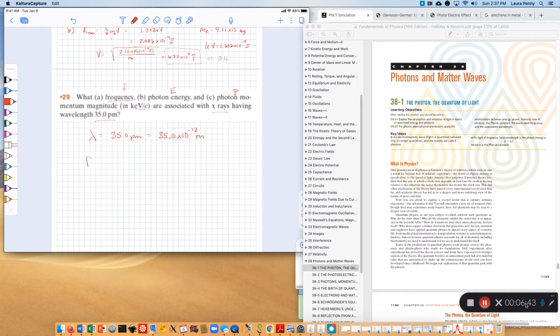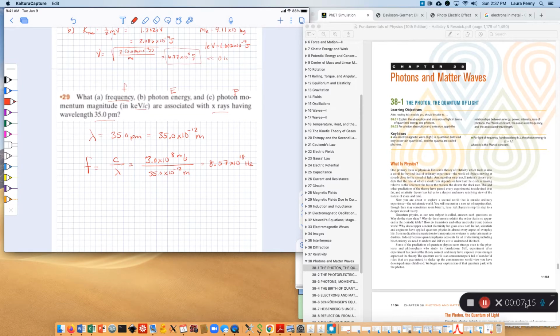And so the frequency is c over that lambda. Here I'm going to go ahead and just write everything in terms of meters. So c over 35 times 10 to the negative 12 meters. So 3 times 10 to the 8 divided by 35 times 10 to the negative 12 is 8.57 times 10 to the 18 hertz.